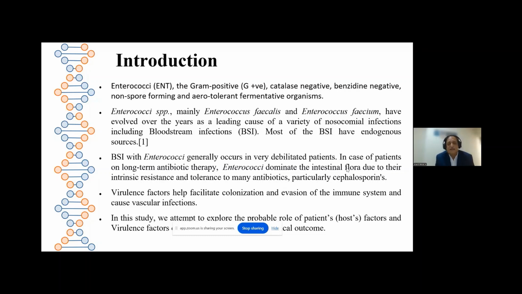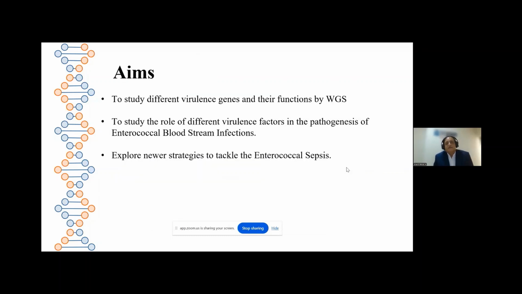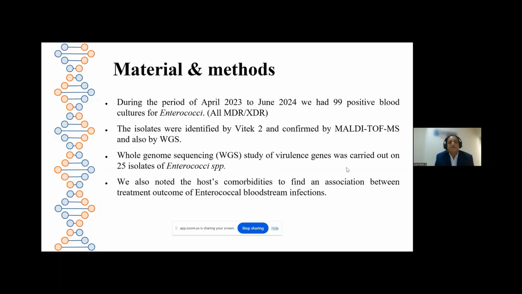In this study, we also attempted to explore the probable role of patients' comorbidities and the clinical outcome after treatment of such BSI. So our aims were to study different virulence genes and their functions by WGS, to study the role of different virulence factors in the pathogenesis of enterococcal bloodstream infections, and to explore newer strategies. At the end, I'll explain why we need to explore newer strategies, because antibiotics will not be of much help.